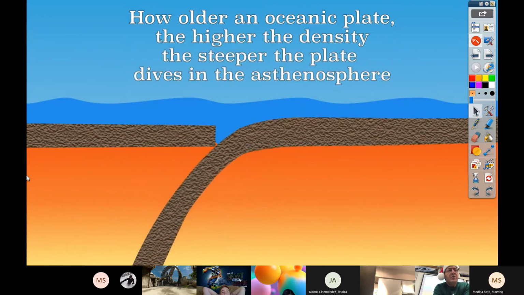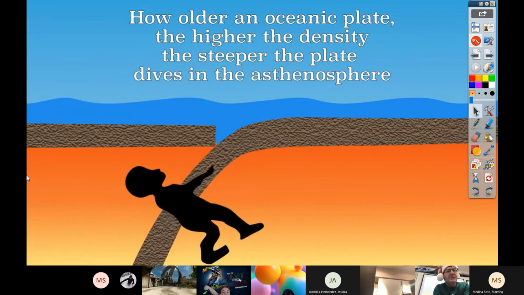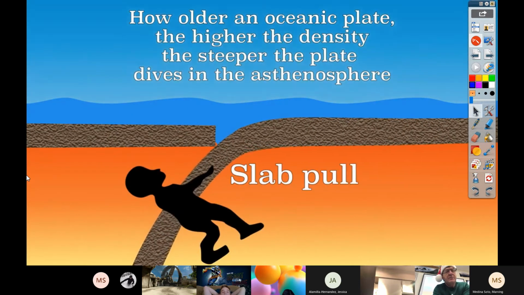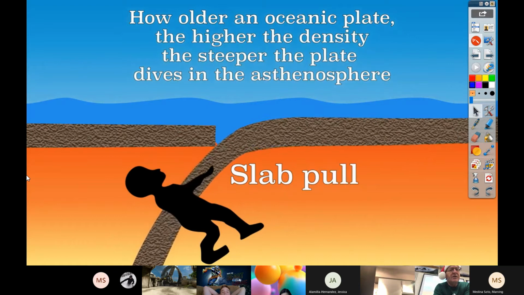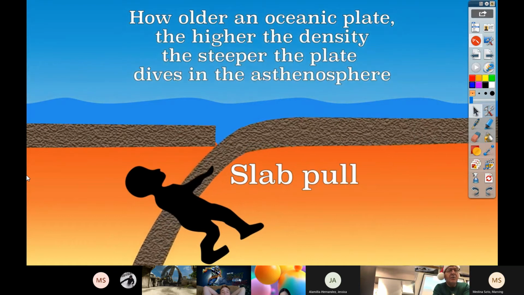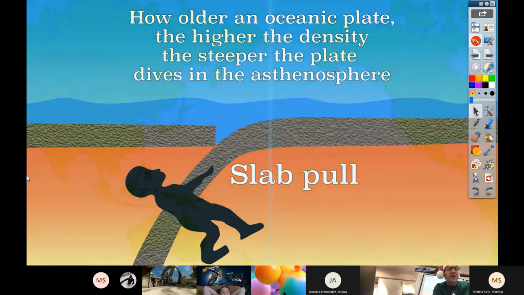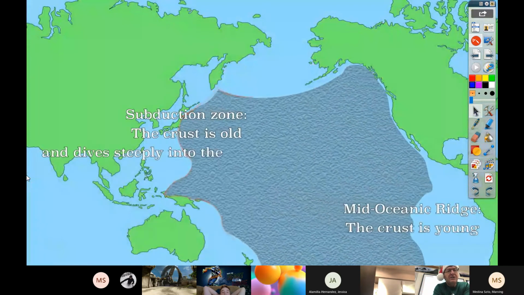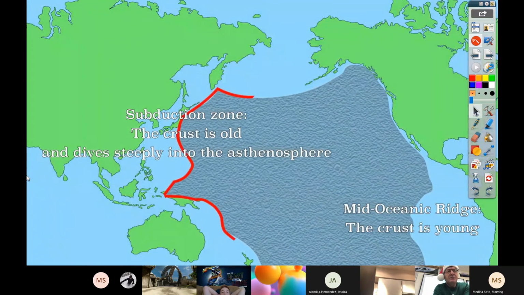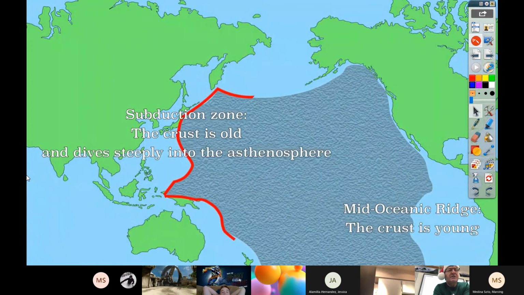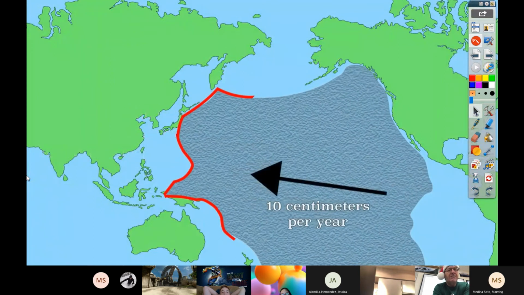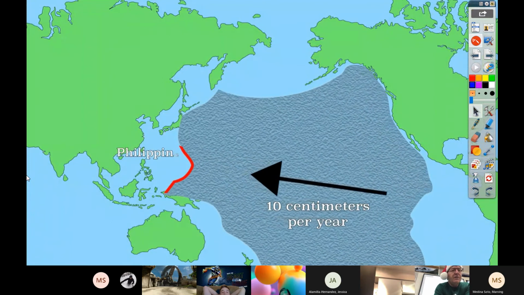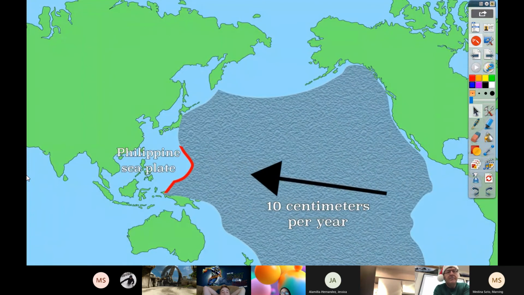Sometimes they dive down underneath another plate at different angles. And sometimes somebody puts a person on their animation, and I'm not sure why. Oh, because they're representing the process of slab pull, where basically the mass of the plate is pulling itself down. I like this one because it shows the direction that the Pacific is moving, and it shows why we have the ring of fire all along the edge of the Pacific plate.